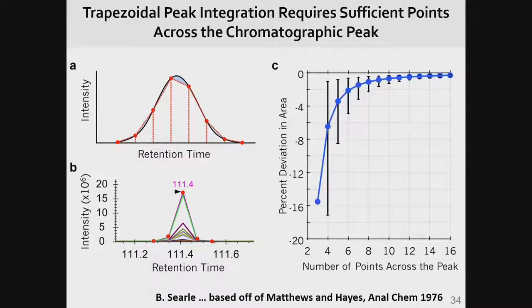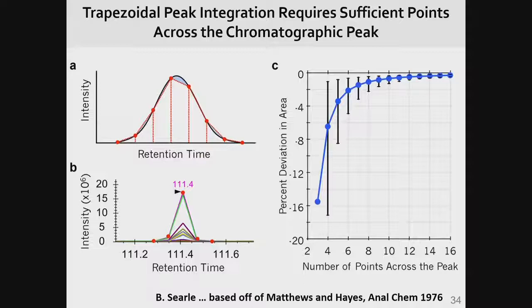So this is a plot that Brian Searle made using theoretical randomly generated data, where he intentionally shifted the location of where he was sampling the peak, randomly sampling the peaks at different intervals, and showed that you underestimate the area substantially unless you have about 8 points across the peak. 6 points is probably okay too, but ideally you would like 8 or more points across the peak in order to give you a minimal deviation from the true quantitative area.